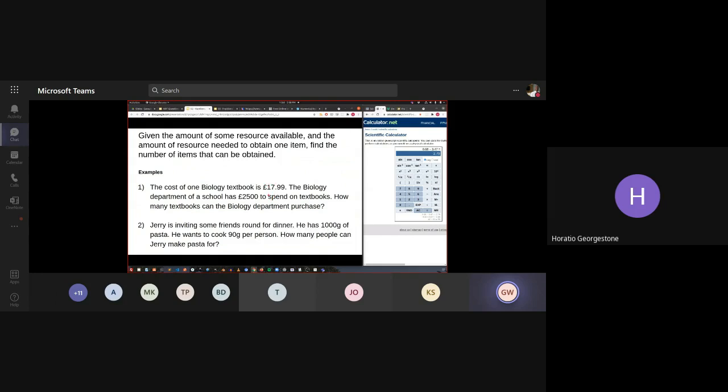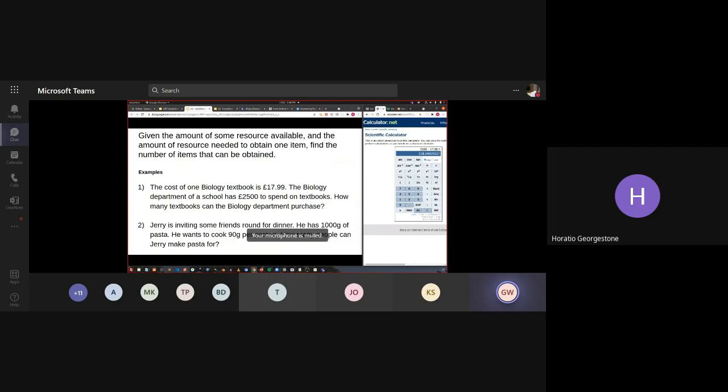So it's pretty straightforward, actually. You just do a division, but you just have to bear in mind that in most of these situations, your answer has to be the biggest whole number of items that you can obtain. So in this example, let's just do the calculation first. We want the amount of money we have available divided by the cost of one book. So 2,500 divided by 17.99.